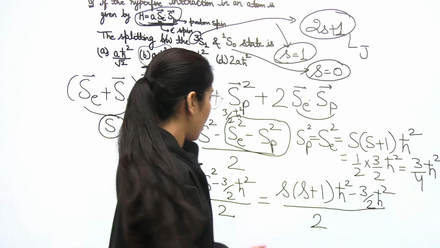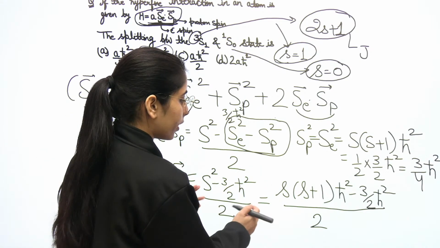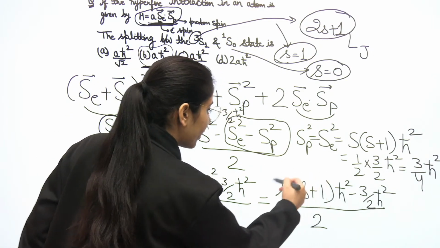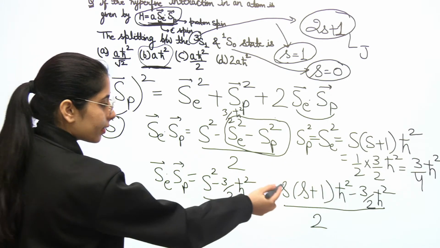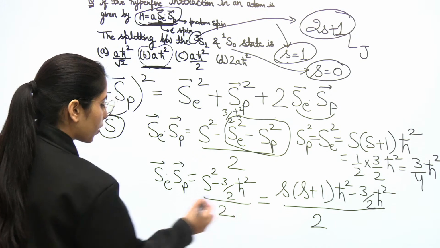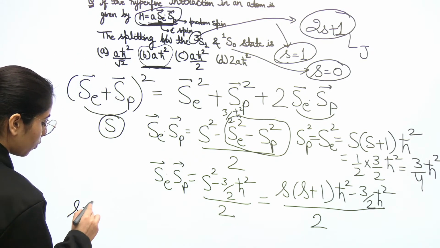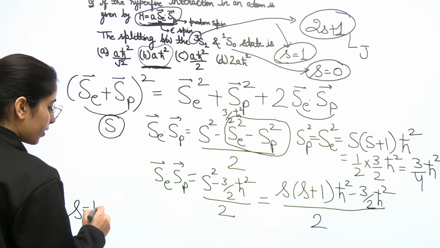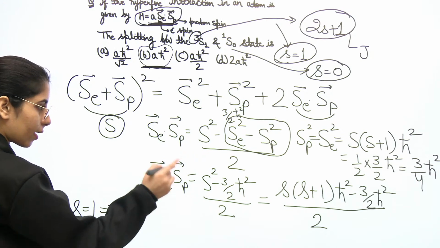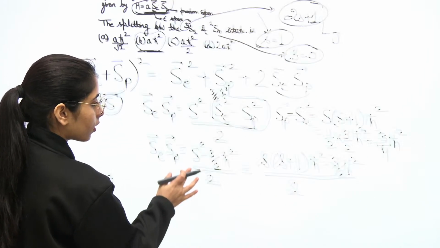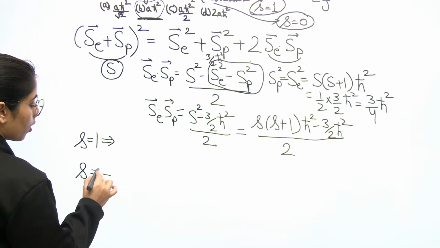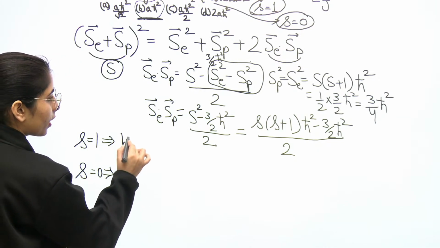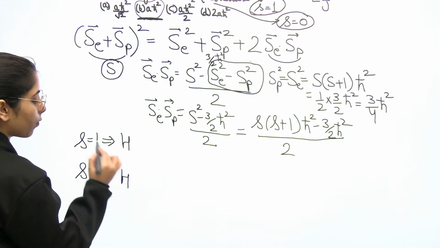Himanshu, after finding this part, once you find this value, find the same value for s is equal to 1. You will get some value from here. Then take the same expression and solve it for s is equal to 0. Now what value of h are you getting from here?